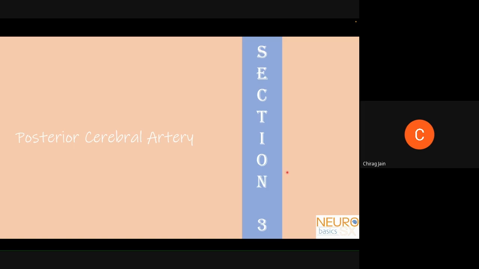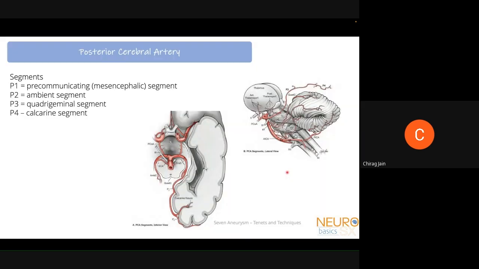Okay, now coming to the posterior cerebral artery. The posterior cerebral artery, as we know, does not arise from the ICA, it arises from the basilar artery at its bifurcation. Okay, and there are 4 segments of the posterior cerebral artery. The segments are P1, P2, P3, and P4.